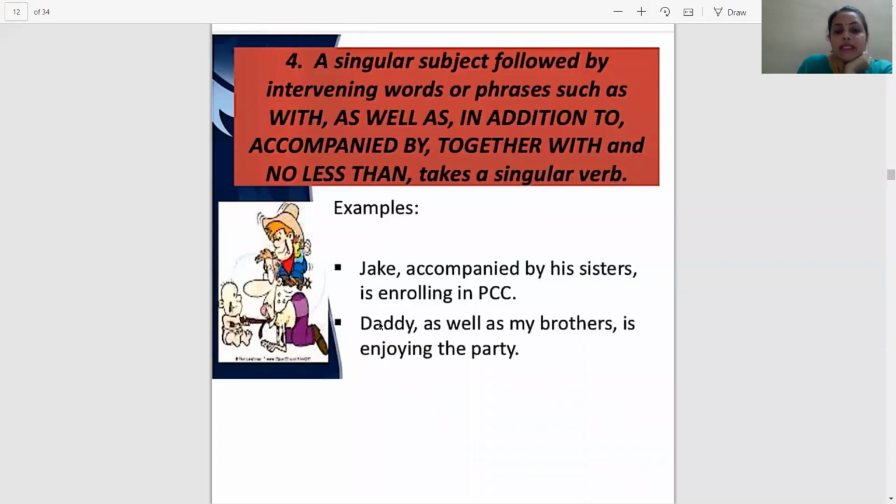For example, daddy as well as my brothers. Now here daddy is one singular subject, as well as my brothers. We don't know after as well as which type of subject is coming, plural or singular. What is the number of that subject? Is enjoying the party. Clear? Okay, now the next slide.